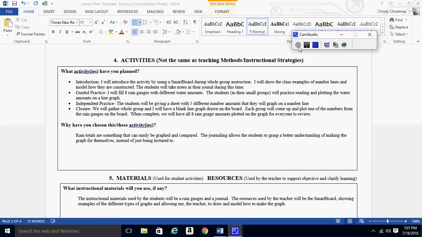We are going to finish the lesson plan that we started last week with sections 4, 5, and 6. Section 4 is activities. What activities have you planned? The introduction to my lesson will be whole group instruction using a smartboard. I will pull up different examples of number lines to show the class what an actual number line looks like and what type of data can be shown on a number line. I will model how they are constructed, and the students will be able to take notes in their journal during this time.